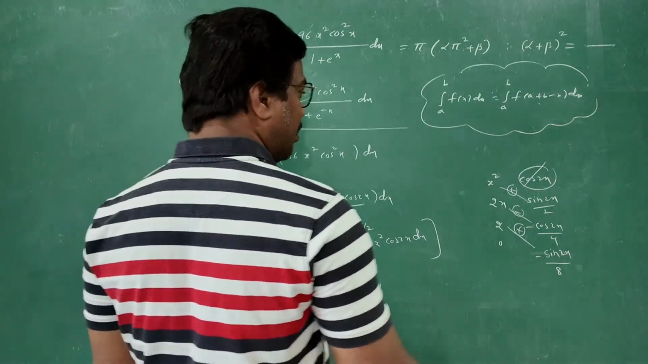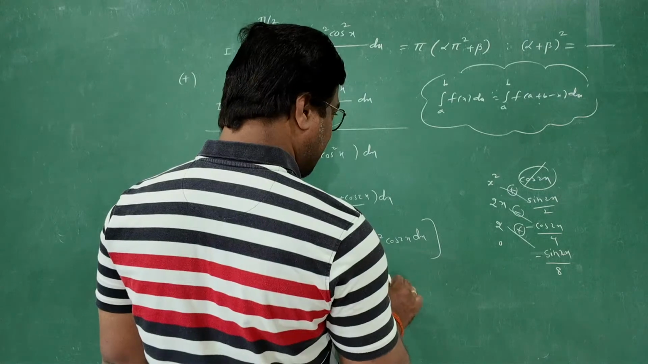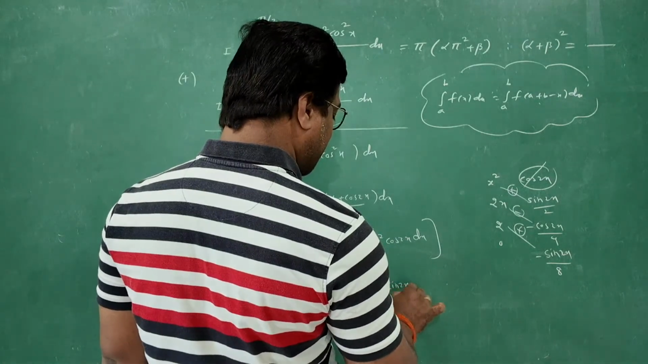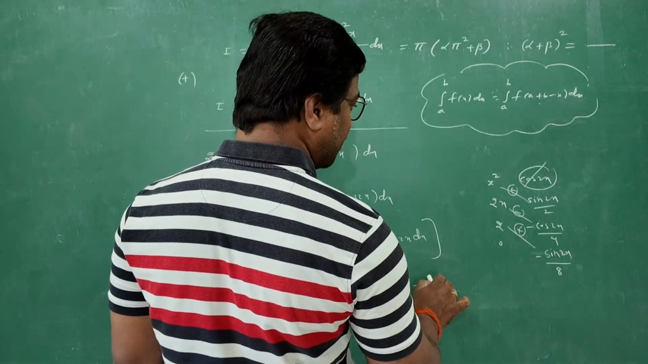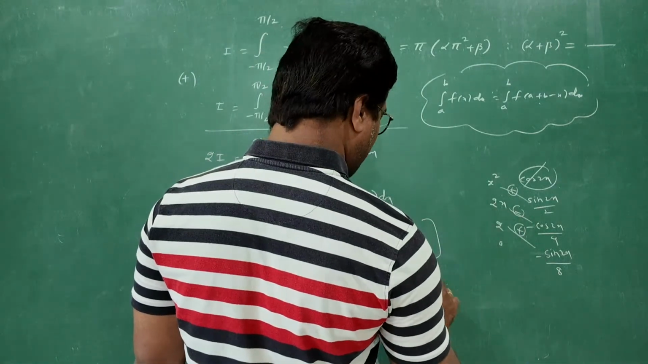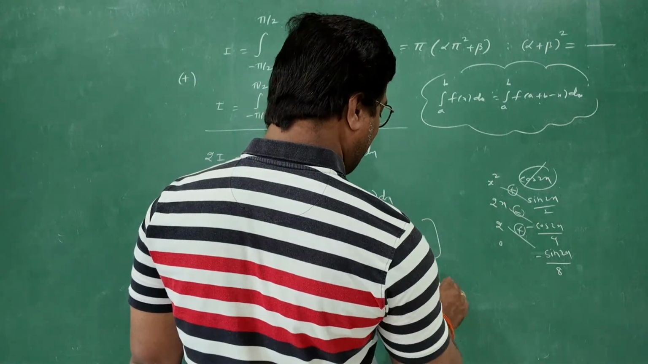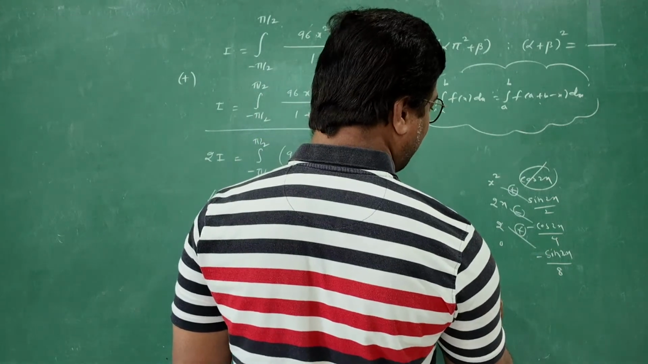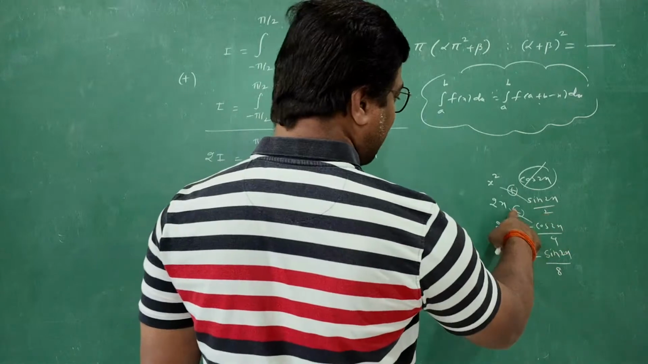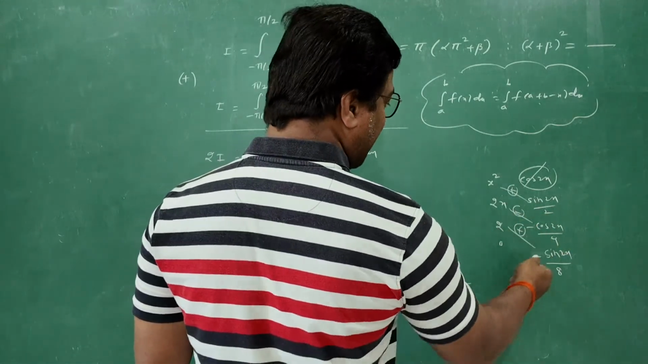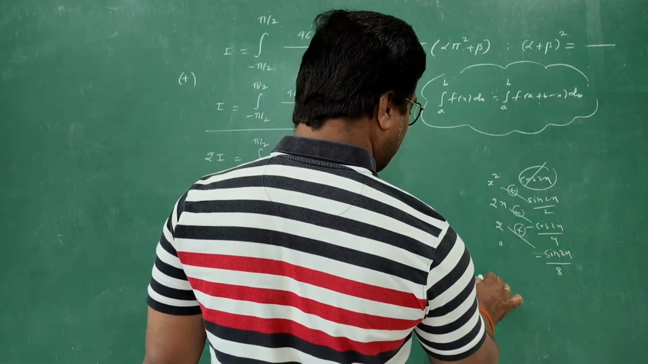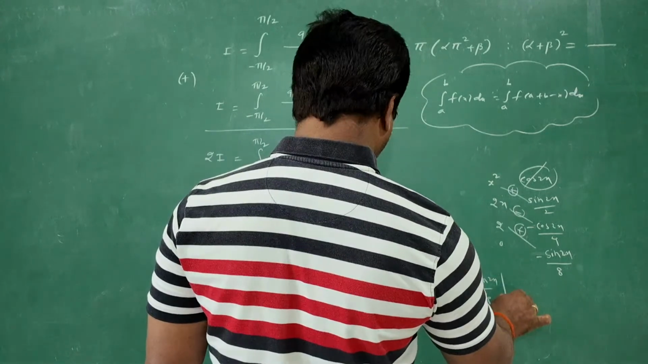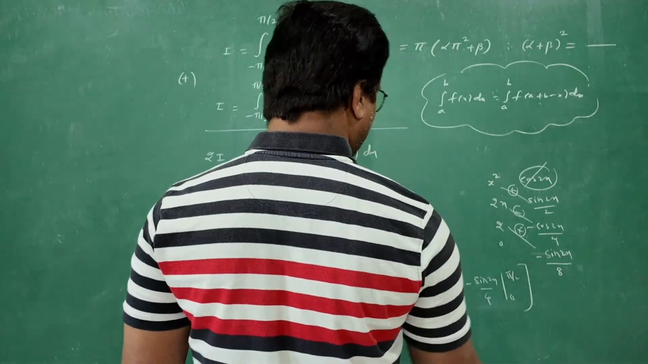And here, x square multiplied by sin 2x by 2, minus the product of these two, x by 2 multiplied by cos 2x. Next, the product of these two: this is plus sign and this is minus, so minus into minus gives plus sign. And here, minus sin 2x divided by 4. You have to apply limits 0 to pi by 2.